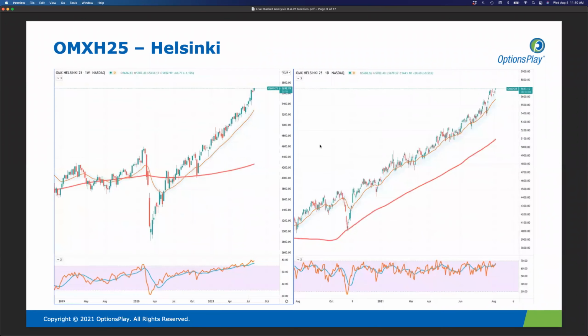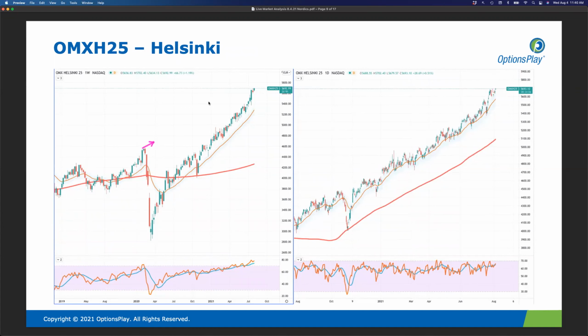If you look at Helsinki, it's in a very straight and orderly uptrend. Now, I will say what's interesting about Helsinki is that it recently broke out above this trend line. This is the channel that the index has been trading in for quite some time. Very orderly channel, I would say. And recently we broke out above that channel. That's a pretty bullish move for this particular index.